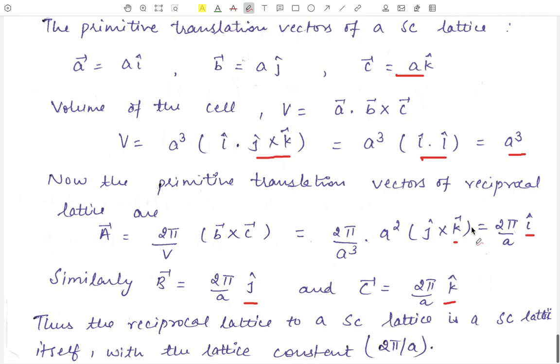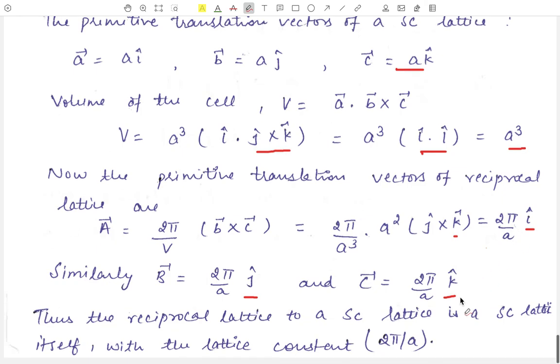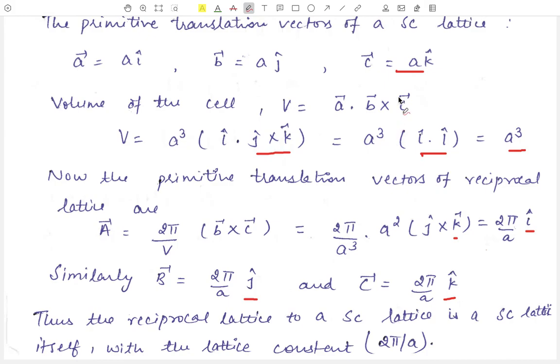Okay? From here we see that capital A vector has only the i coordinate, capital B vector only the j coordinate, and capital C vector only the k coordinate. Only this constant, the lattice constant, is different from that of the simple cubic lattice in direct space. That is, we see that the reciprocal lattice for the simple cubic is again a simple cubic lattice. Just the lattice constant is different here. In the direct lattice, this is equal to a, the length of the side of the cube, and in the reciprocal lattice, this is 2 pi upon a. Therefore, we see that the reciprocal lattice of a simple cubic is again a simple cubic lattice itself.